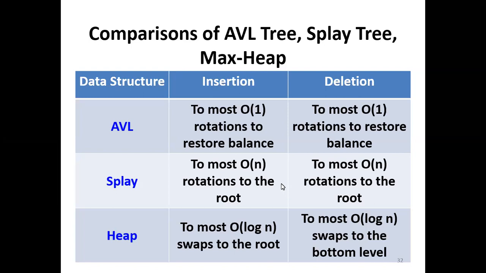Then on the heap is a bit different, because in the case of the heap, the efficiency is of the order of log n. And what we do is that we do some swapping from the root. And if we want to delete any element, the efficiency is also of the order of log n, and we swap to the bottom leaf.